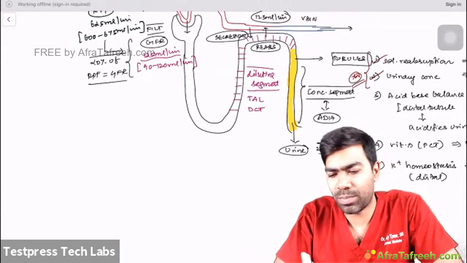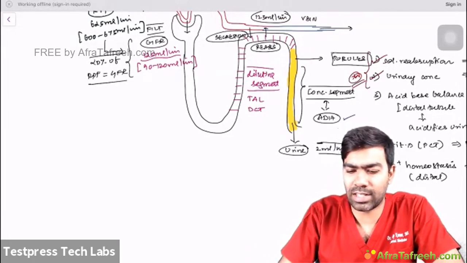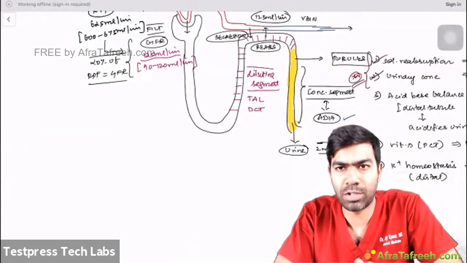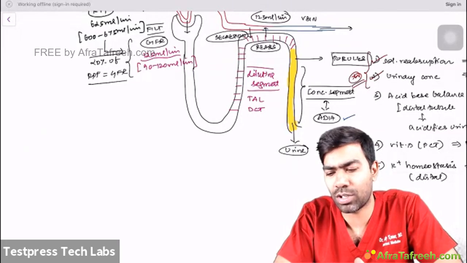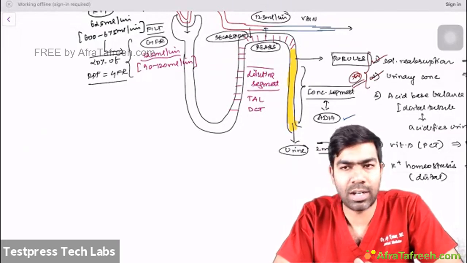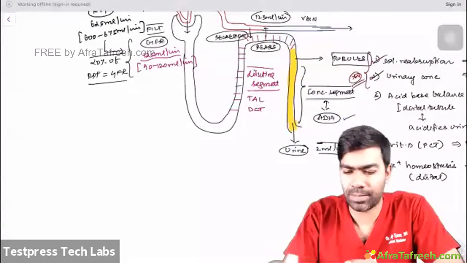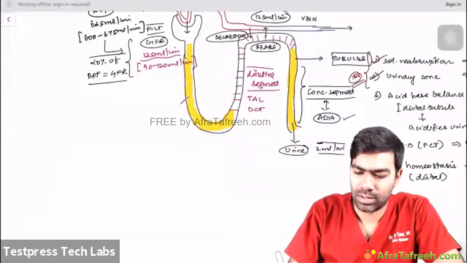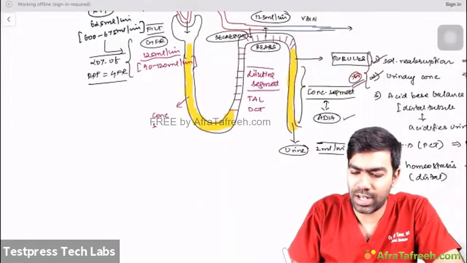Remember, they will be water permeable if the patient is having ADH in their body. If they don't have ADH, they will not become water permeable, which means water cannot be reabsorbed unless and until ADH is there. But a very important concentrating segment is the distal part of the nephron, especially the collecting duct area. And nevertheless, this area is surely a concentrating segment of the nephron because they are freely permeable to water.